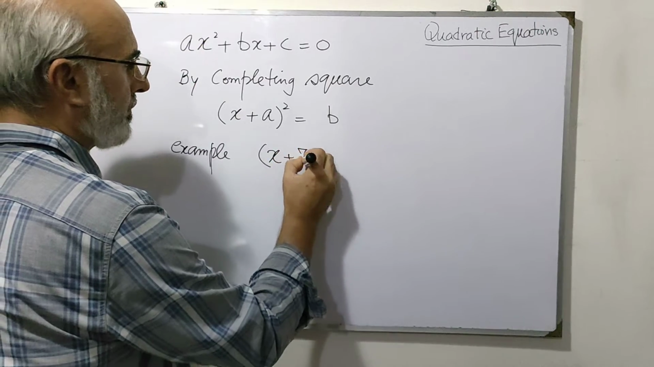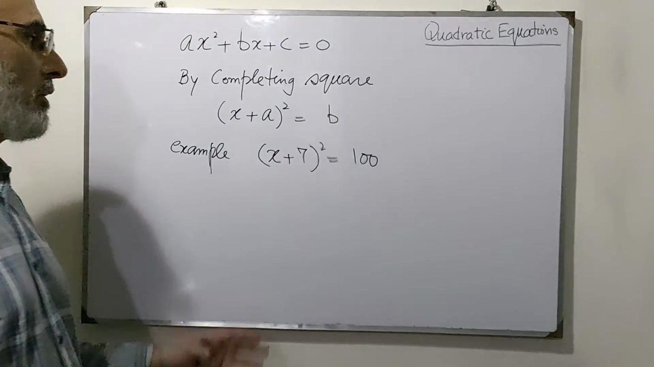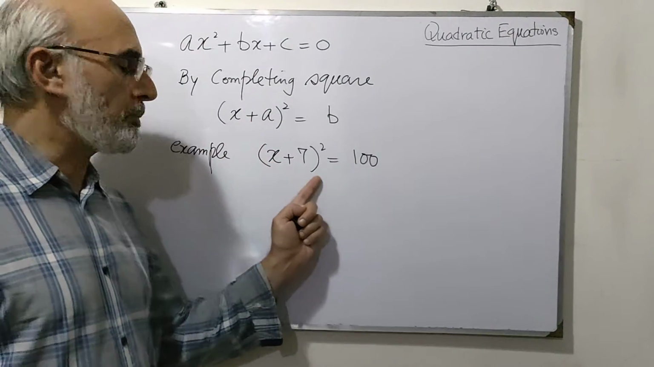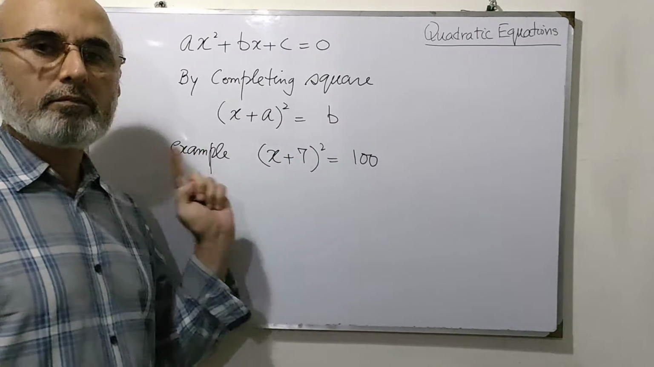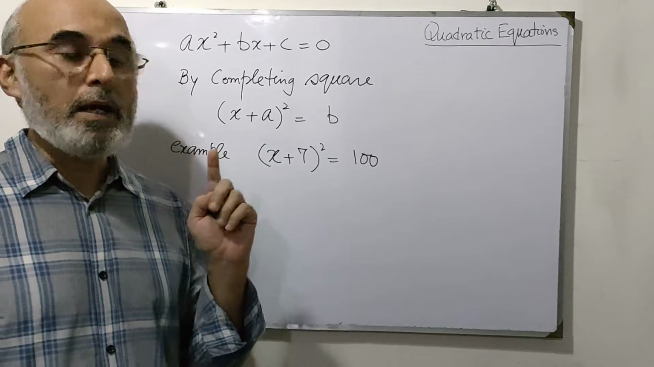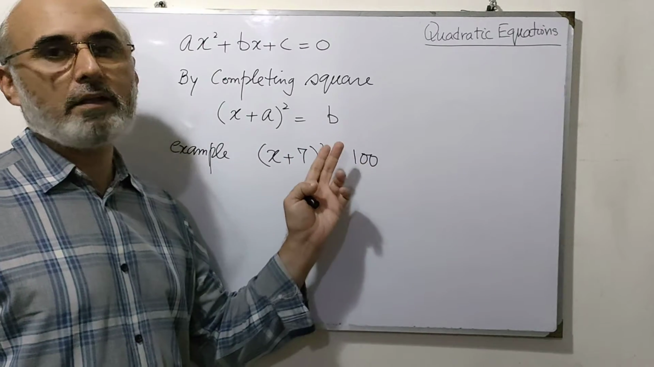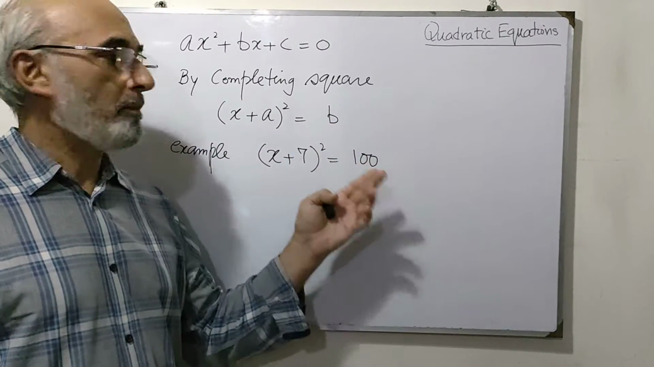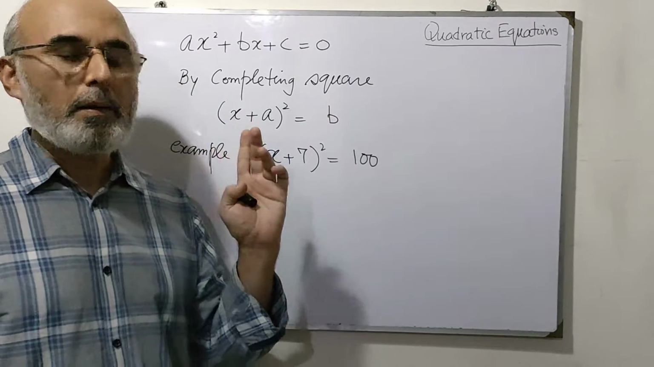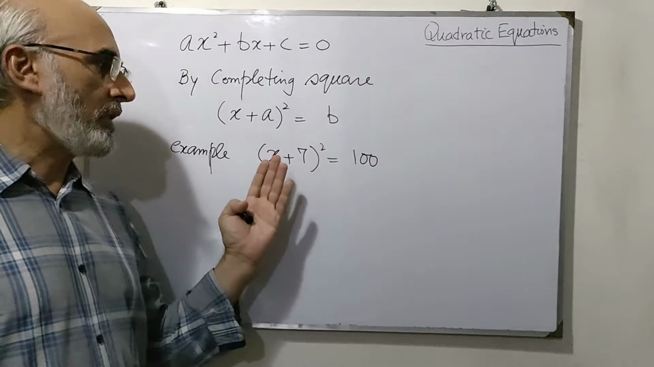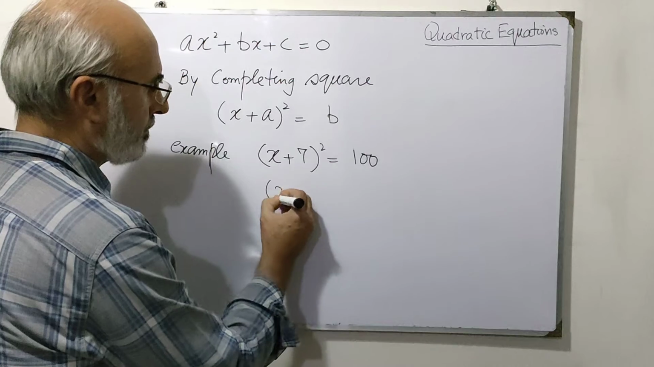Now suppose we have the example x plus 7 whole square is equal to 100. Now you can see here that the left hand side is in the form x plus a whole square, right? But the right side is a number, not in a square form, it is just b, is equal to 100. But to solve it, we need both sides in the squared form. So what are we going to do?